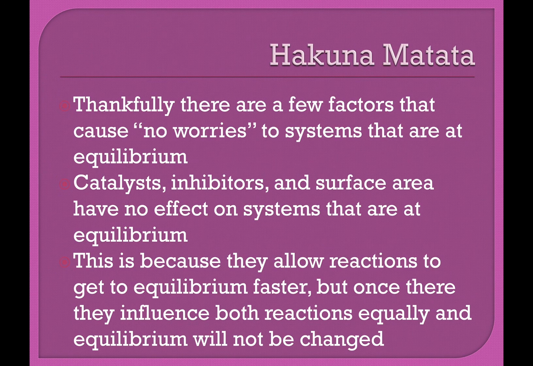Luckily, there are a few factors that cause no worries to systems that are at equilibrium. This includes catalysts, inhibitors, and surface area, which have no effect on a system that's at equilibrium. This is because they allow the reaction to get to equilibrium faster, but once it's there, a catalyst and an inhibitor influence the forward and reverse reaction the same. So they're not going to favor the forward or reverse reaction. They'll affect both the same.